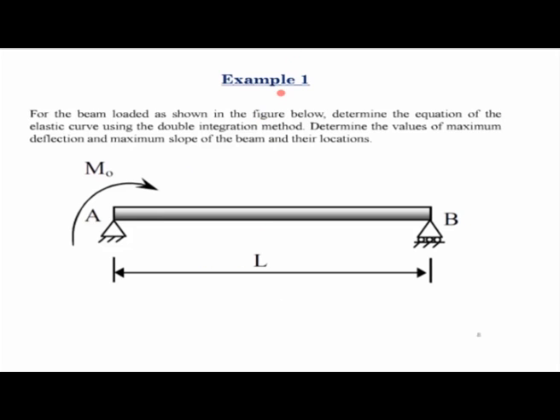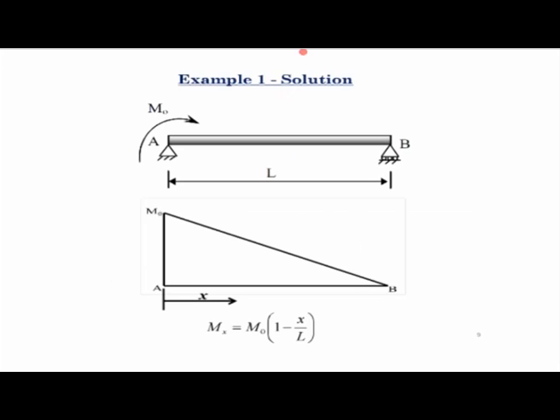And what we see is, if you draw the bending moment diagram of this beam, this is what it will look like. It will have a moment of m0 at the end A. At the end B, which is a roller support, it has zero moment. So this is the bending moment diagram, and the moment function of that beam, that is the moment at any distance x from the left end, is given by this equation: M = m0(1 - x/L).